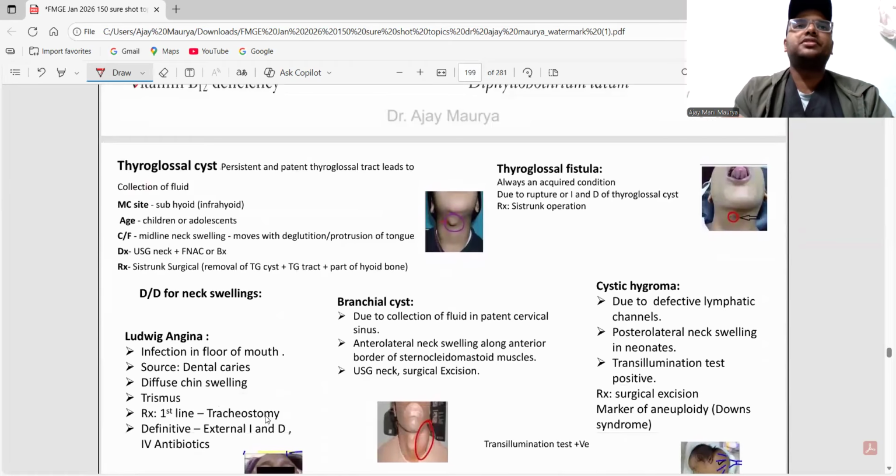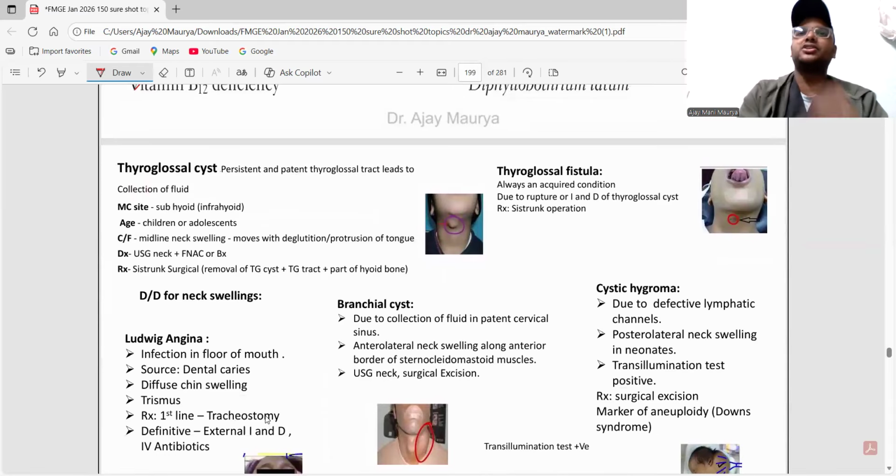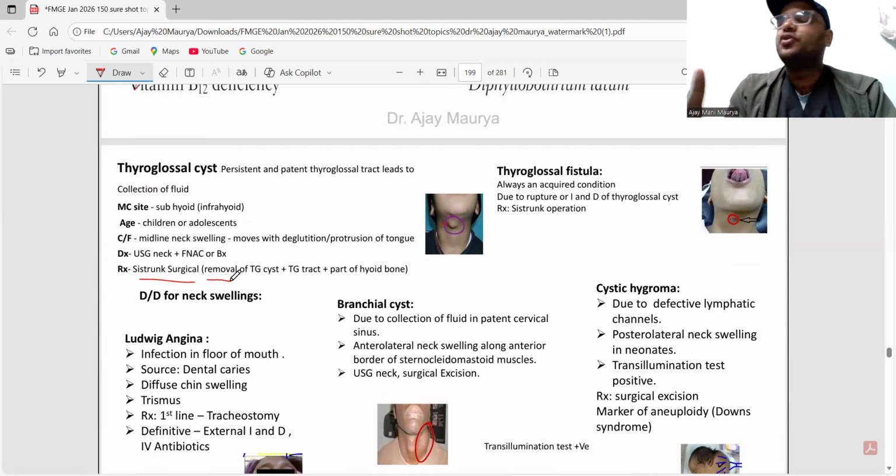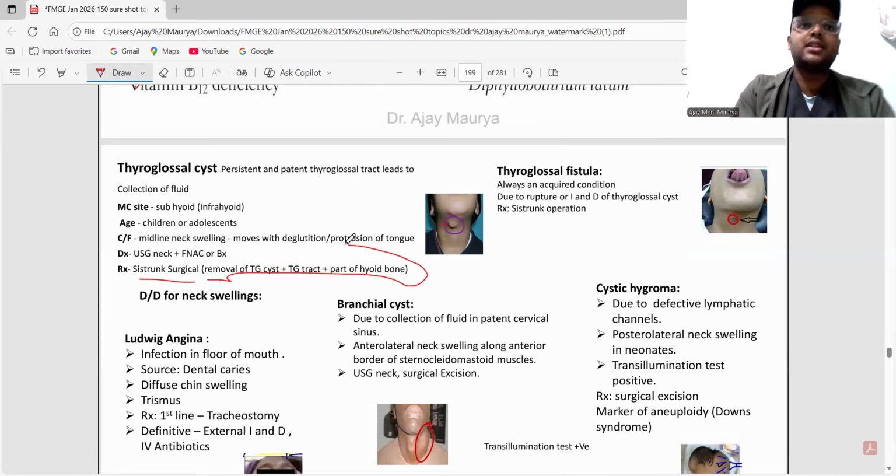Next, coming to thyroglossal cyst. Thyroglossal cyst is due to what? See here, what is the unique feature? It will move with deglutition. It is in the midline. This is a midline neck swelling. What is the surgery? We will do Sistrunk surgery. Sometimes they will ask what you are going to do in Sistrunk surgery. You are removing the thyroglossal cyst, the thyroglossal tract, and a part of the hyoid bone.